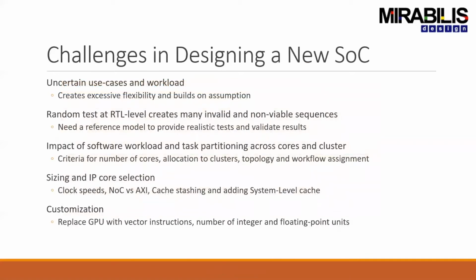Now that we understood a little bit about the scope of system architecture and also the accuracy, let's focus a little bit on what are the challenges in designing a new SoC. One of the biggest challenges, when you're designing a new SoC, is the total uncertainty. What is going to be my end application?